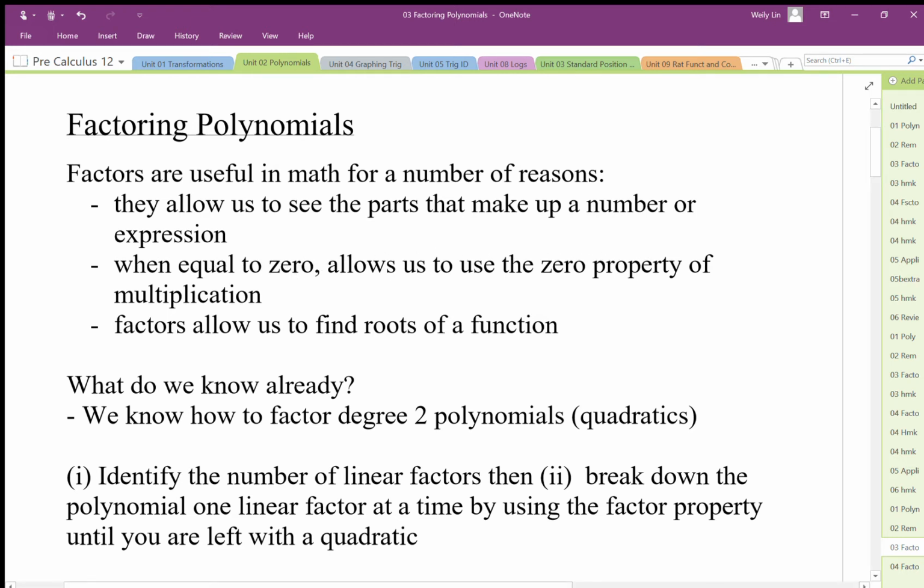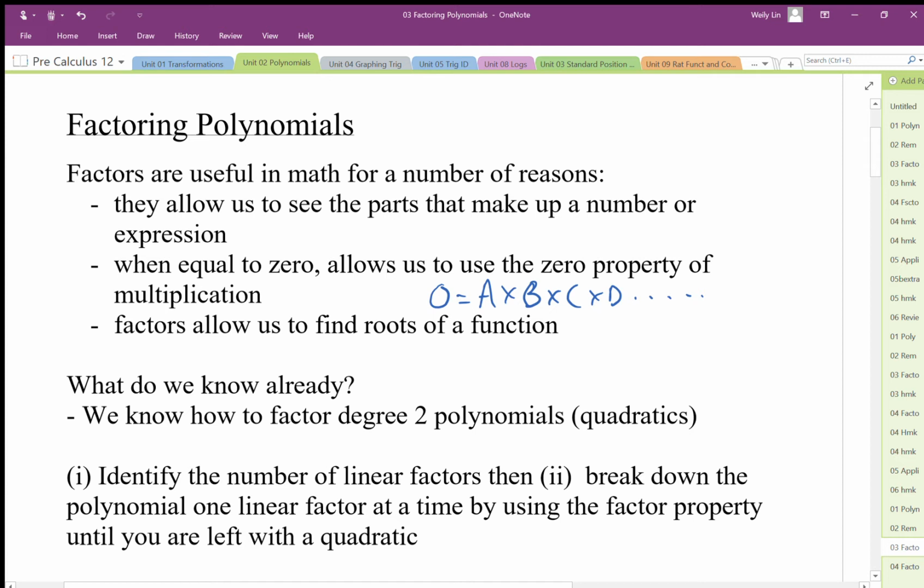Okay, because if we have things that multiply to 0, we can use what we call the zero property of multiplication, meaning that if we have any number of factors, as long as they equal 0, what we can say is any one of these factors can be equal to 0. Okay, and that will make the equation true. And that's what we want to do. We want to break these up into what we call linear factors. So the factors allow us to solve equations.